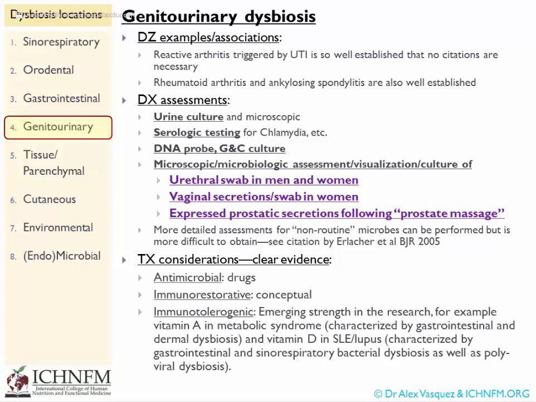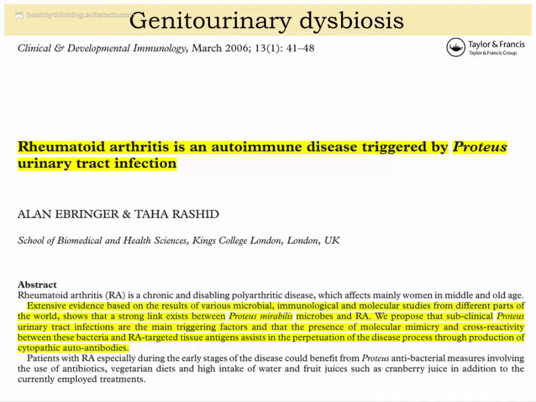Let's look now at a classic article by two leaders in the field. This is published in Clinical and Developmental Immunology, March 2006. They assert here that rheumatoid arthritis is an autoimmune disease triggered by Proteus urinary tract infection. And I'll just read to you the part that I highlighted. Extensive evidence based on results of various microbial, immunological, and molecular studies from different parts of the world shows that a strong link exists between Proteus mirabilis microbes and rheumatoid arthritis.